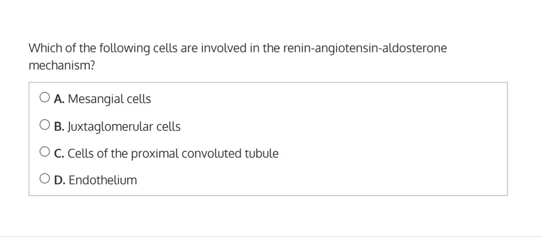Following cells are involved in the renin-angiotensin-aldosterone mechanism, which you might also see sometimes as the RAAS system, so renin-angiotensin-aldosterone system. So just to review what this is, the RAAS system is a system of hormones that helps to regulate blood pressure by maintaining fluid balance within the body. So this fluid balance and this blood pressure control, that's the main function.